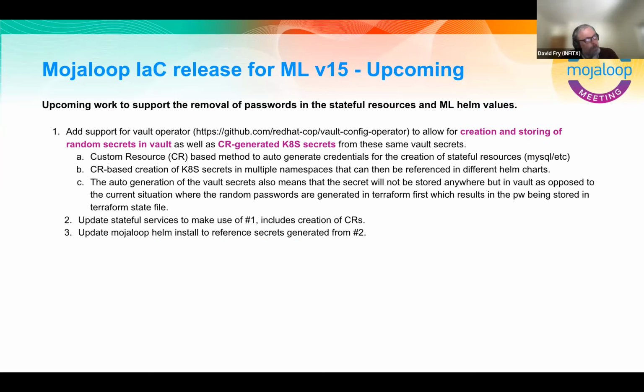a method for creating random passwords for these different resources and not storing them anywhere except in HashiCorp Vault, and then using an operator in order to propagate those values into Kubernetes secrets in multiple namespaces so that those can be used both by the stateful resource Helm chart as well as the Mojaloop Helm chart for reference purposes when it needs those in its values for various components. So anyway, I'm going to leave it there. I'm going to hand it back over to you, Sam.